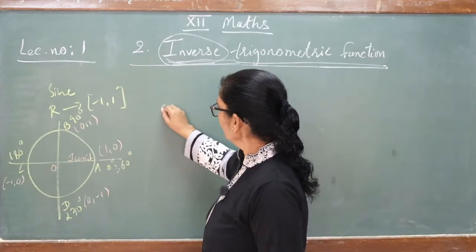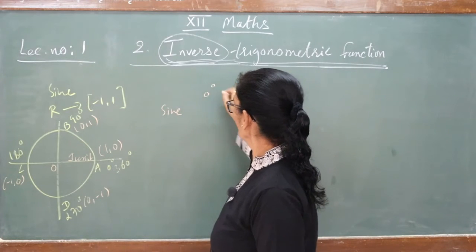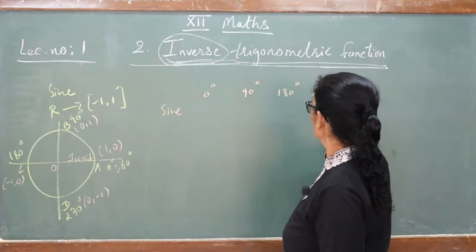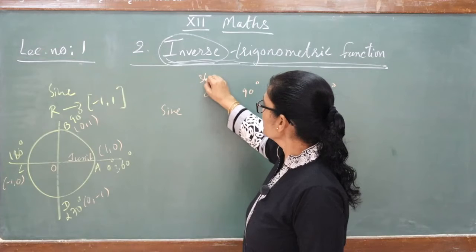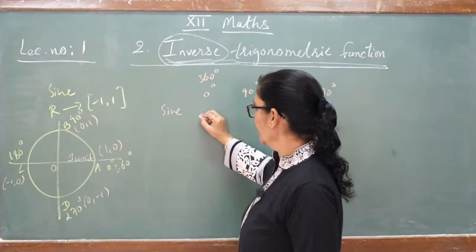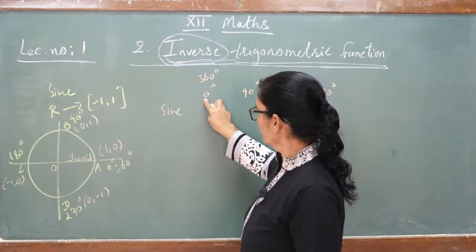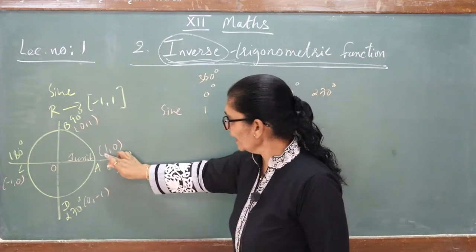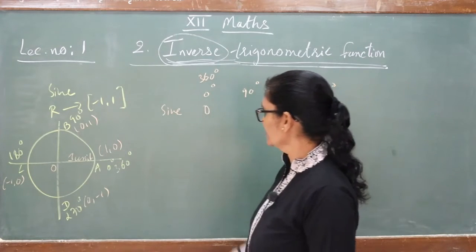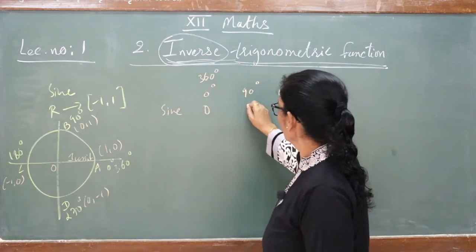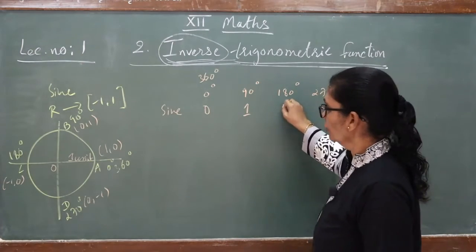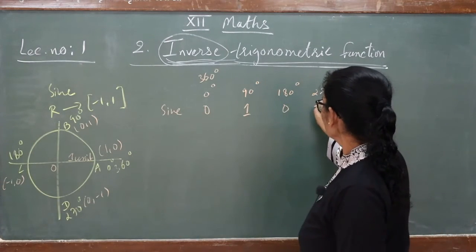What did we learn for the sine function for 0 degree, 90 degree, 180 degree, 270 degree, or on 0 you can write 360 degree also? When I write coordinates this way, the first is cos and the second is sine. So sine 0 is 0. Sine 90 degree is 1. Sine 180 degree is 0, and the last one is minus 1.